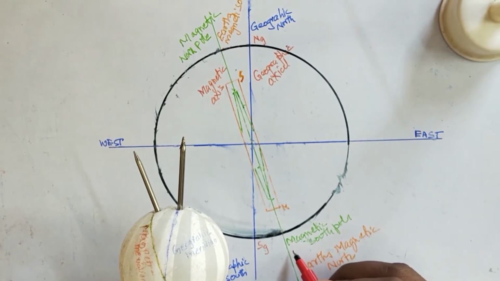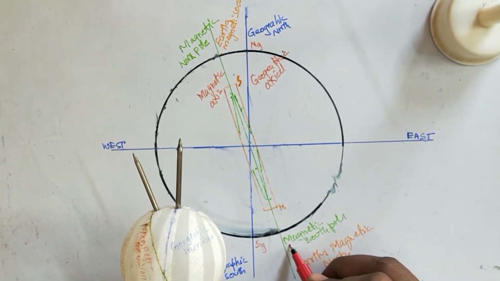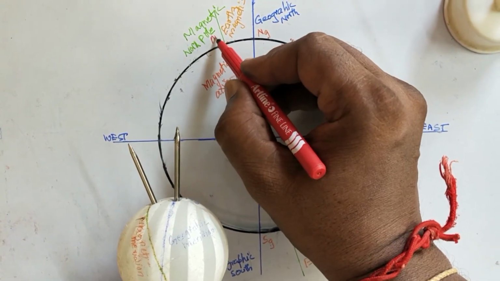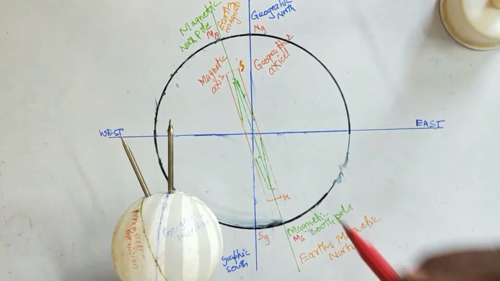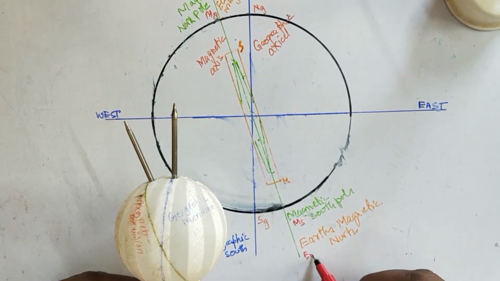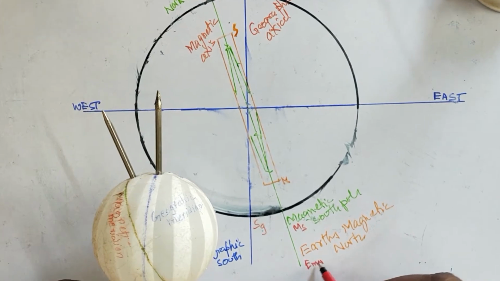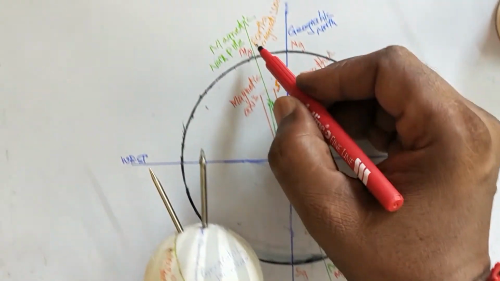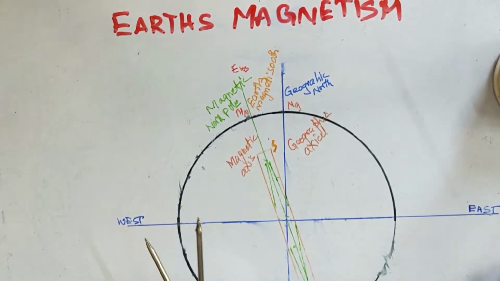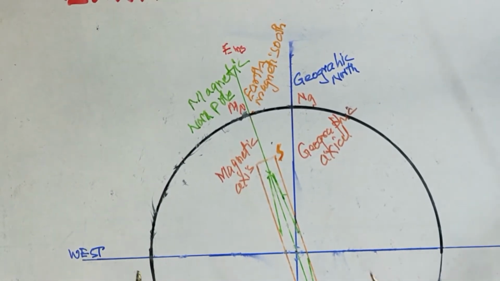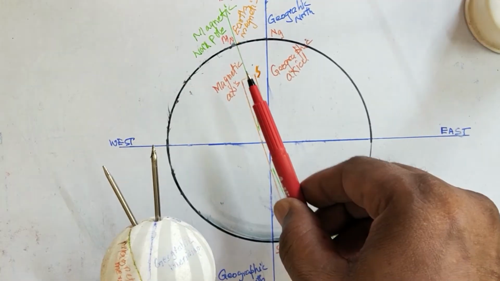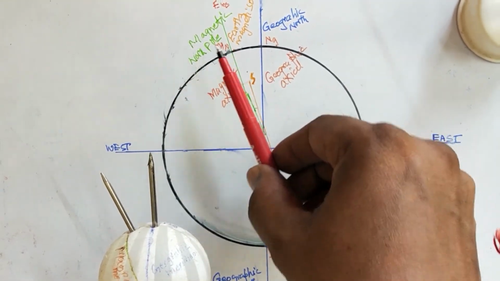So this is magnetic south and this is magnetic north. This is also called Earth's magnetic north, or this is Earth's magnetic south. You must not get confused with these terms here. See, when I placed a compass on this one, the compass showed north and south direction. Therefore, that is magnetic north and south.